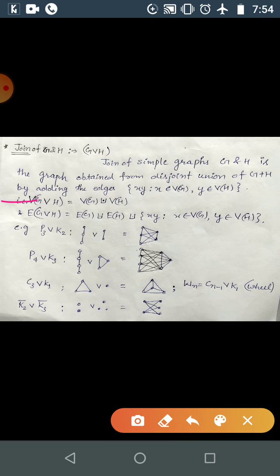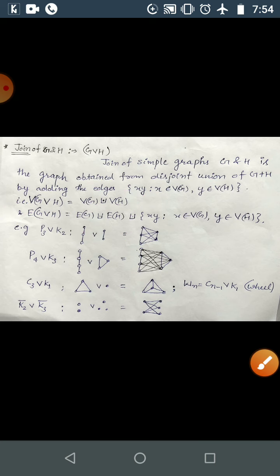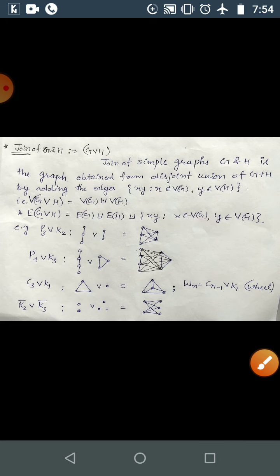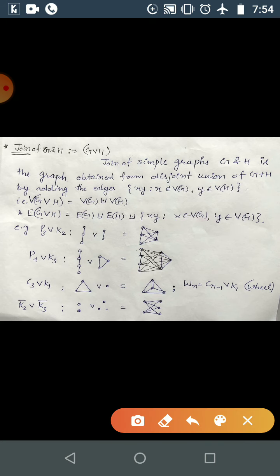So the vertex set of the join of G and H will be the vertex set of G disjoint union with the vertex set of H. And the edge set will contain all the edges of G, all the edges of H, union with edges between G and H. That is, every vertex of G is adjacent to all the vertices of H, and every vertex of H is adjacent to all the vertices of G. So this contains both graphs and edges from both sides. That is the join of G and H.